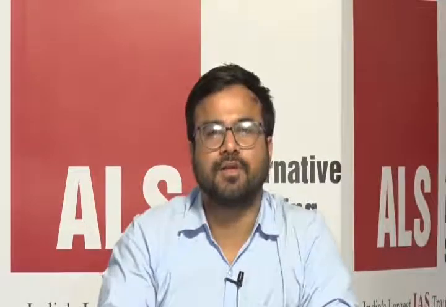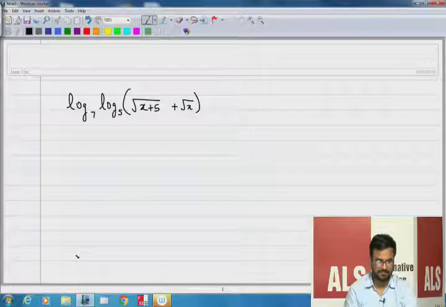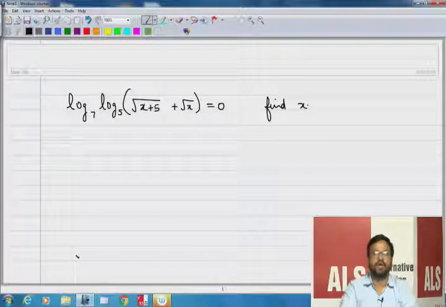Okay, so before that, let me give you one question from the logarithm, because we have studied logarithm and I hope you have revised that. So this is one question. Try to solve this question. Log 7 log 5 is equal to 0. So you have to find the value for x.